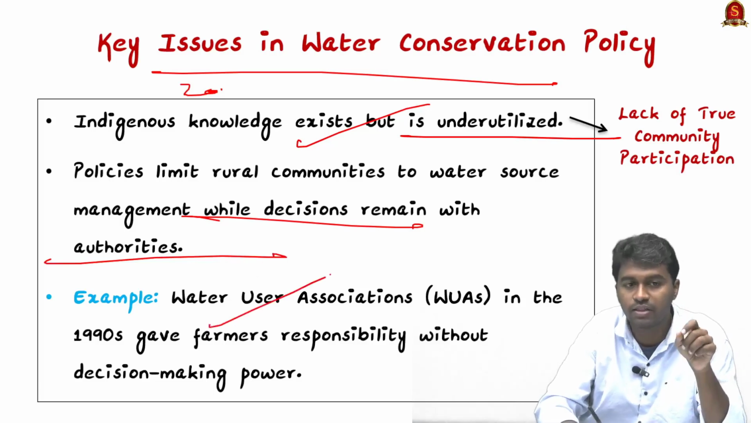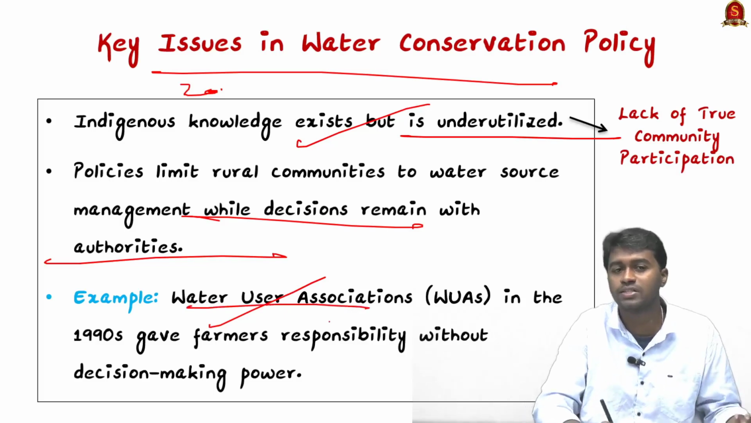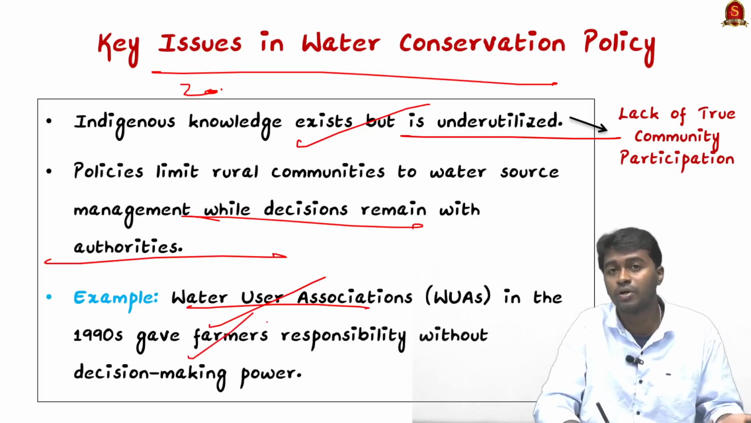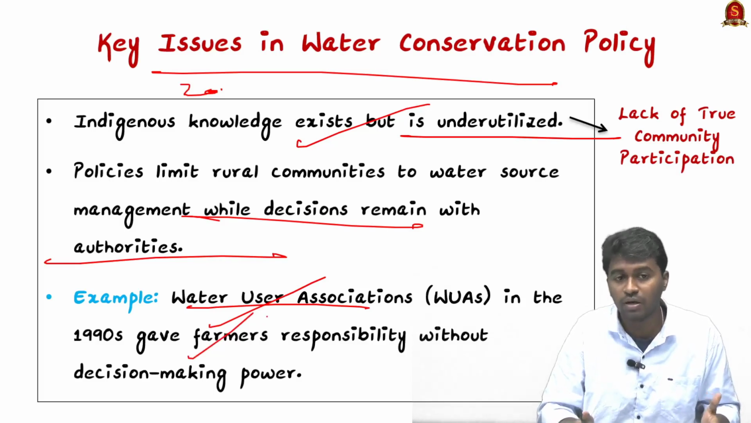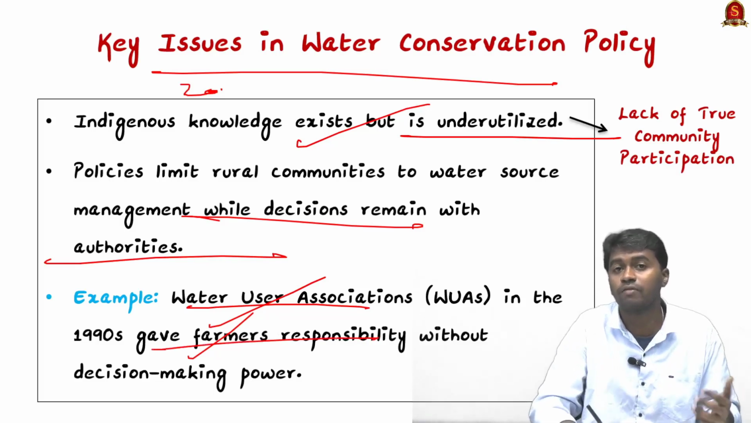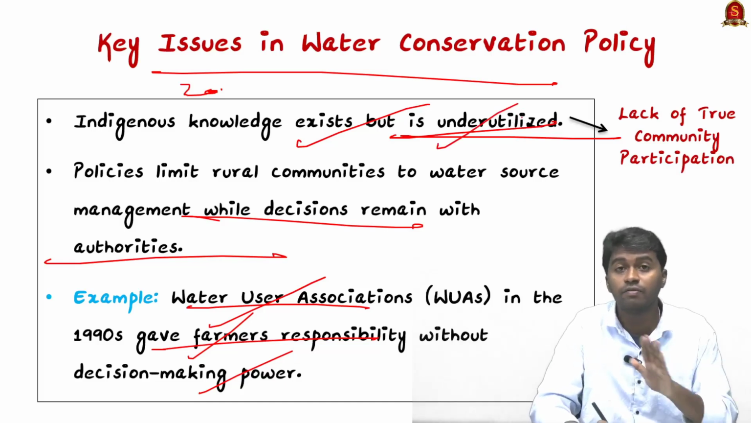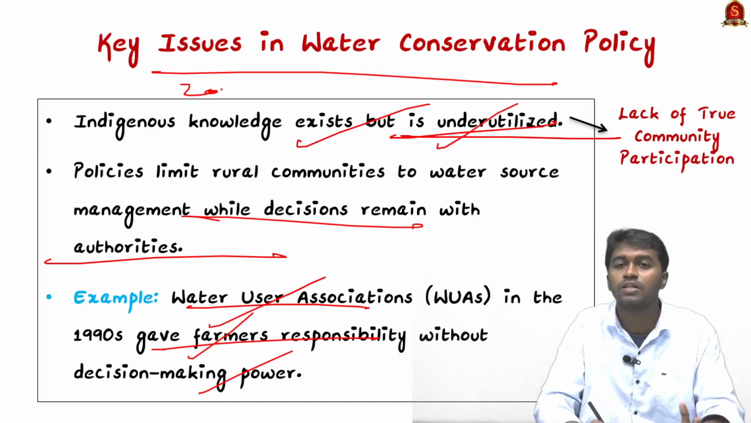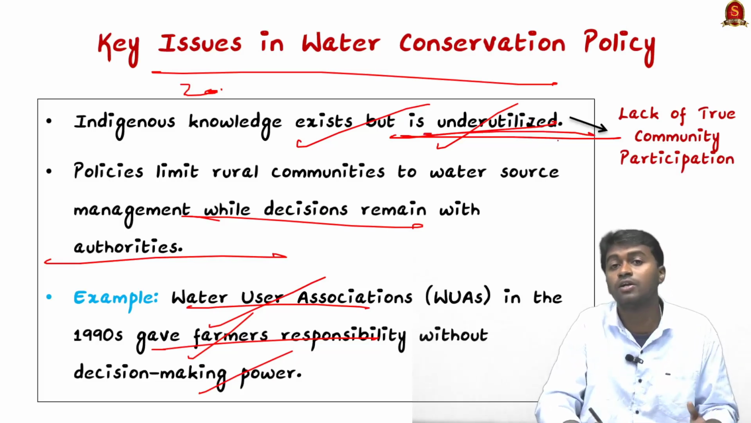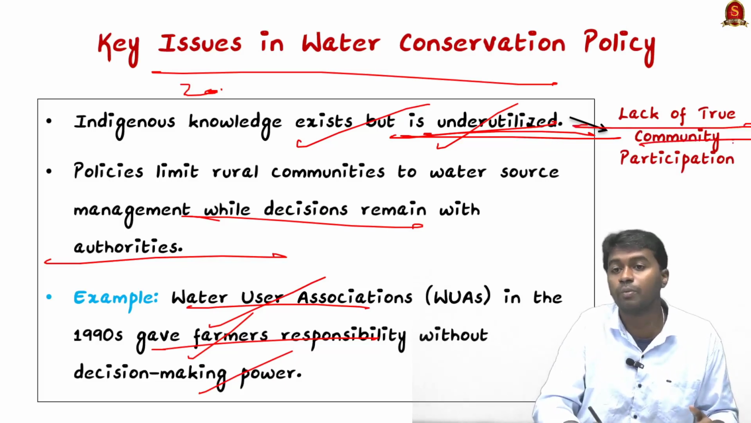For example, if you take the Water User Association, this is a statutory body established in various states since the 1990s, and this includes the farming community and other communities who are directly depending on the water. But when it comes to decision making, the members of this body don't have any authority. That lies with the state authorities. So that's why you can see that even if they are present in water conservation, they don't have any role in decision making, which is ultimately resulting in underutilization of indigenous knowledge, and here you can see the lack of true community participation.